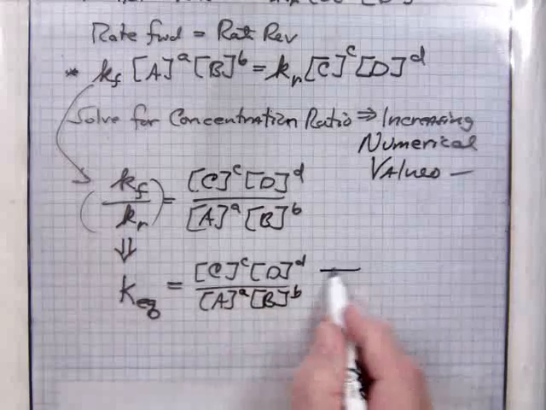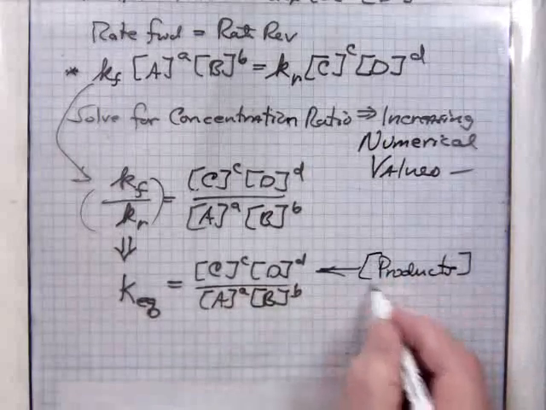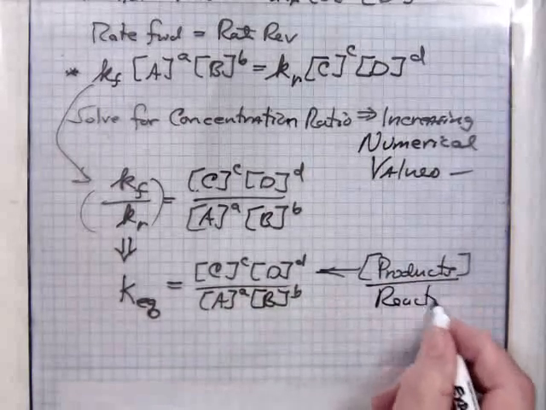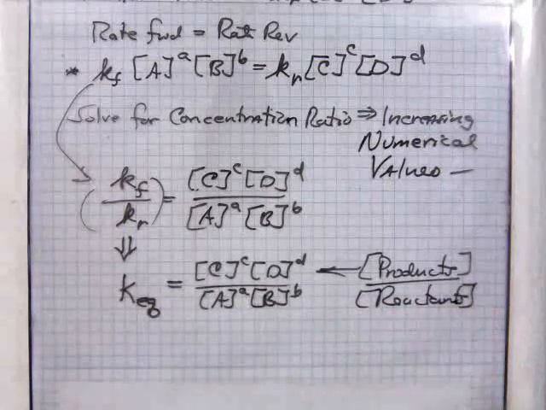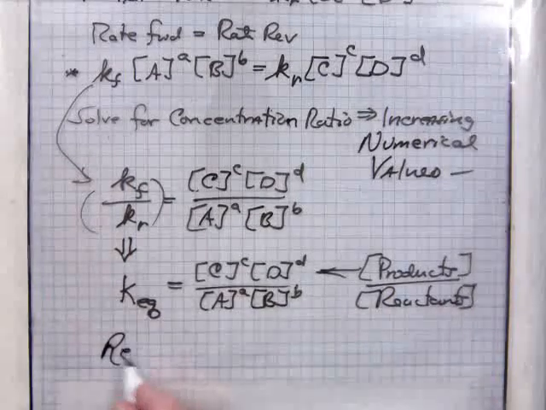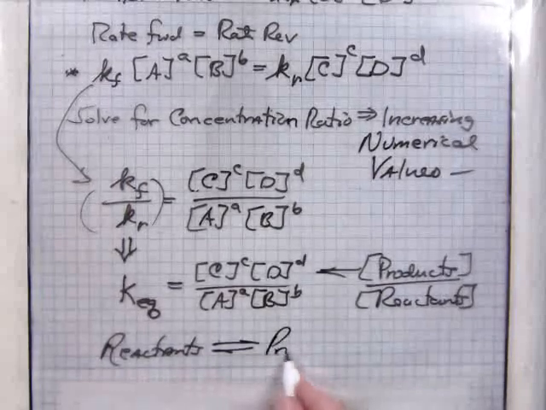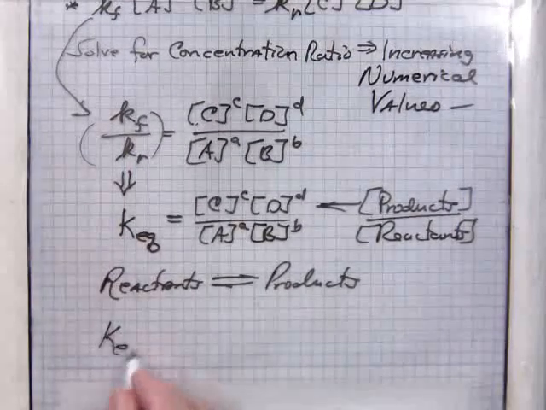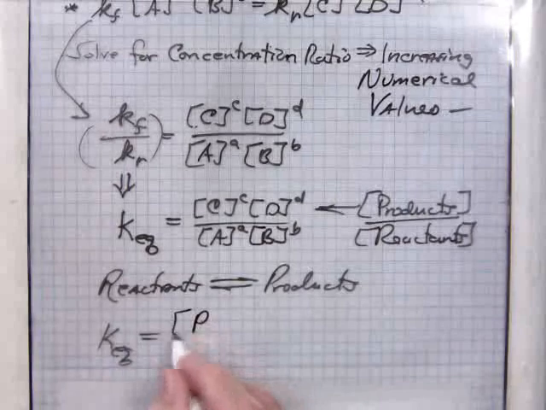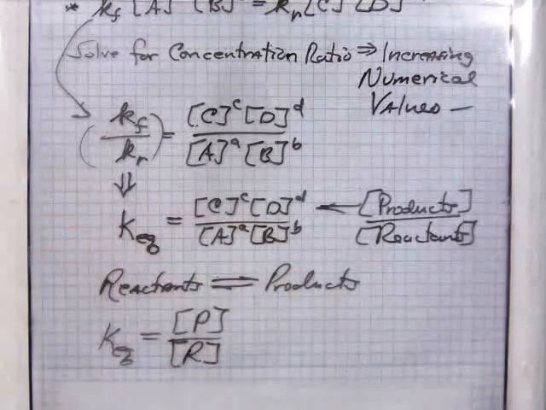Like this. And if you look at it, this is products concentration over reactants. So for any given reaction, reactants in equilibrium with products, you can write an equilibrium expression that's product concentration over reactant concentrations, like we derived here.